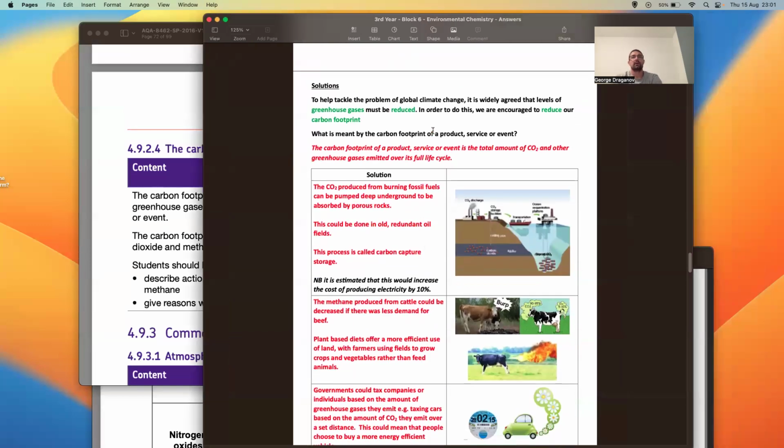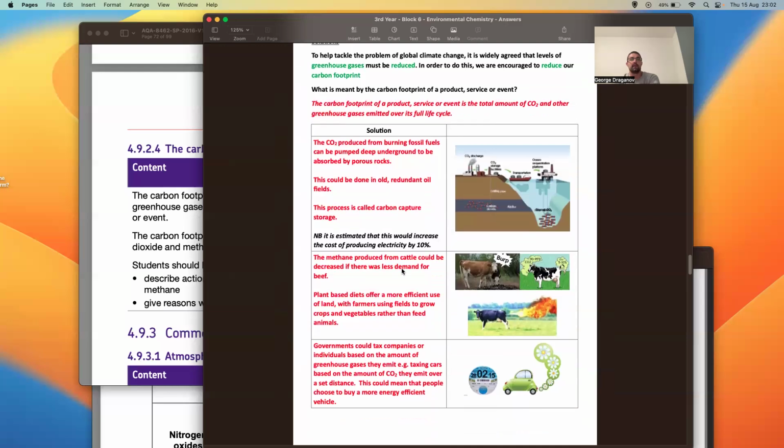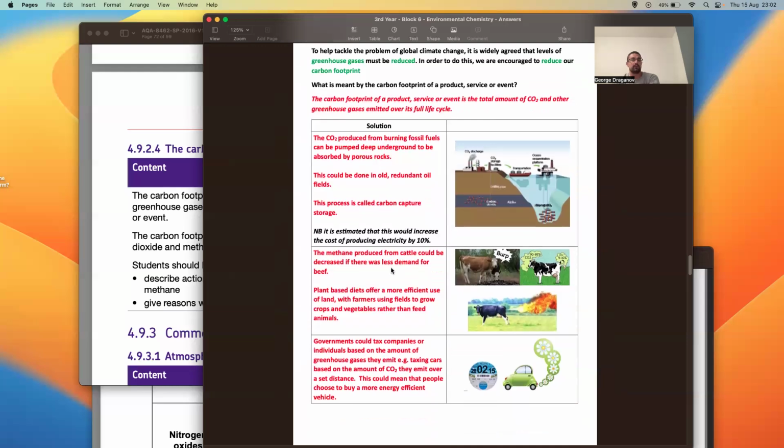So to help tackle climate change, we agree that we need to reduce our greenhouse gases. So carbon footprint of a product is the total amount of CO2 involved with that product in its production, use, and disposal, and its obtaining of raw materials. So CO2 produced from burning fossil fuels can be pumped deep underground. So this is called CCS, carbon capture and storage. So you're preventing the CO2 going into the atmosphere. Methane from cattle or cows could be decreased if there was less demand for beef, so offer plant diet alternatives.